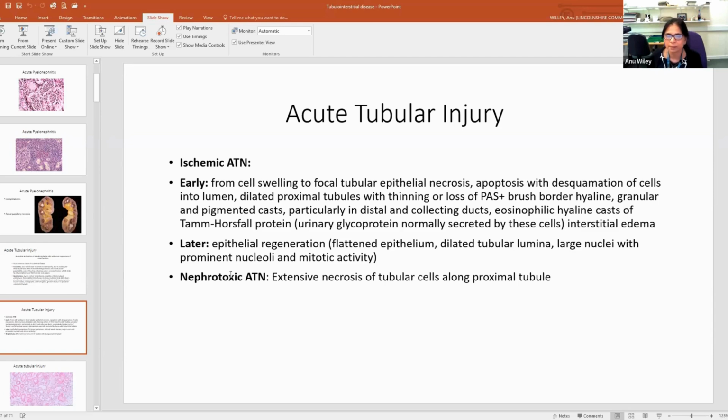and then you will start seeing mitosis and prominent nuclei and big nucleoli in those tubular epithelial cells. In the nephrotoxic type of ATN, obviously you will see some of these features, but the only other difference is that there will be quite marked extensive necrosis of the tubular cells rather than just scattered necrosis of the tubular epithelial cells.